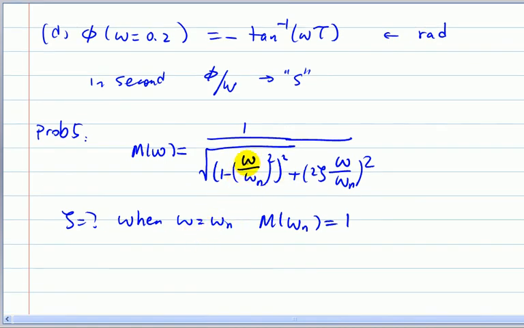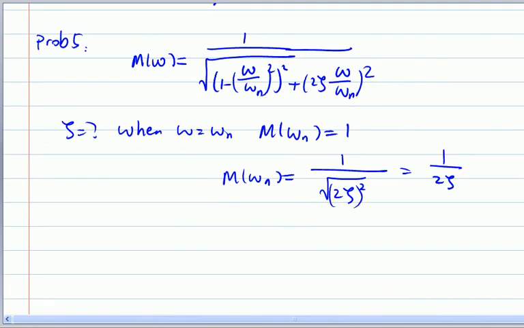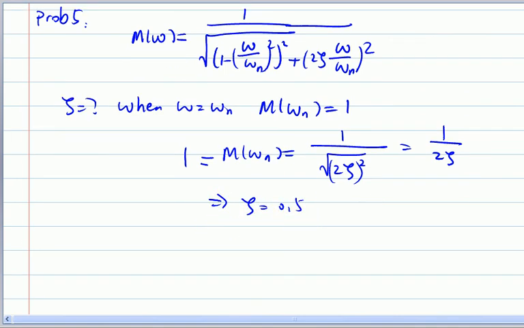If I substitute omega equal to omega n over here, that means M of omega n equals 1 over, this term is gone, and that term is the square root of 2 zeta squared, or equal to 1 over 2 zeta. And we want this to be 1, so zeta equals 0.5. There we go.